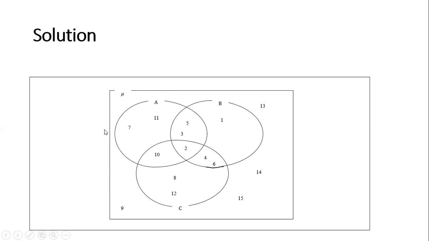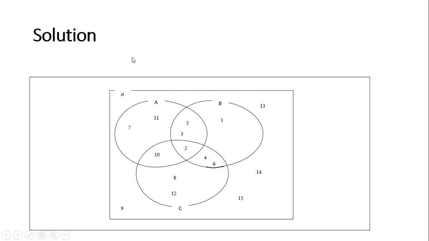Then the elements left in set A, 7 and 11. To check, you can see set A consists of elements 2, 3, 5, 7, 10, 11. Set B, 1, 2, 3, 4, 5, 6. Set C, 2, 4, 6, 8, 10, 12. And then you have the elements left in the universal set that are not found in A, B, and C. And those elements are 9, 13, 14, and 15.